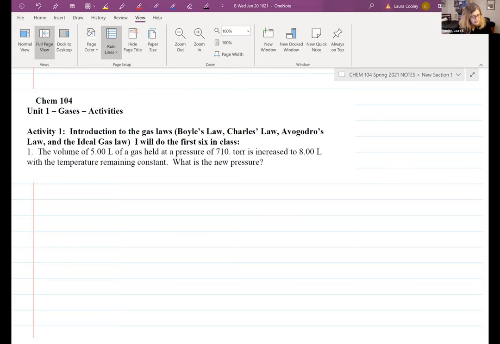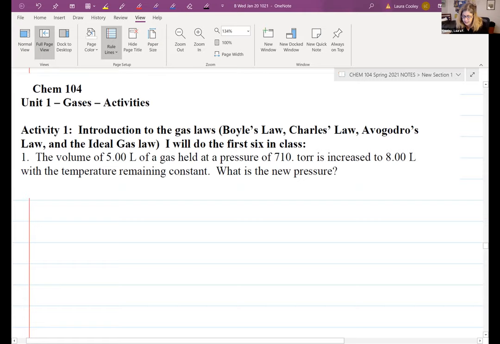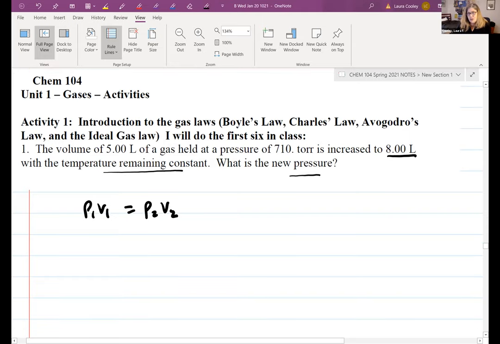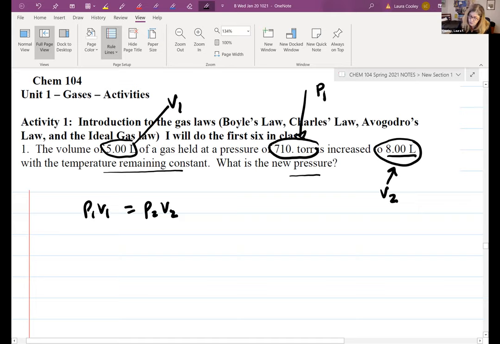Thank goodness. All right, so here's a problem. The volume of 5 liters of gas is held at 710 torr. And if the volume is increased to 8 liters with the temperature constant, what is the new pressure? So this is a volume pressure relationship. We have P1 V1 is P2 V2. I know a lot of students would like to just automatically plug everything in. This would be your initial volume. This would be your final volume. This would be your initial pressure, P1. And so the new pressure, P2, is what you're solving for.